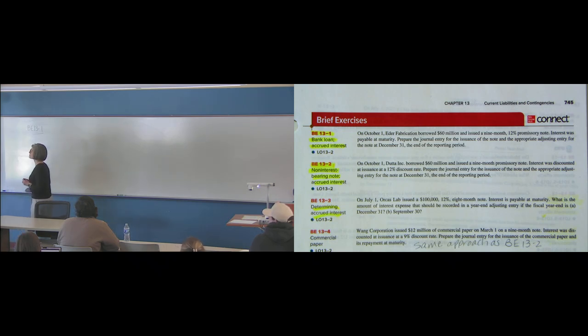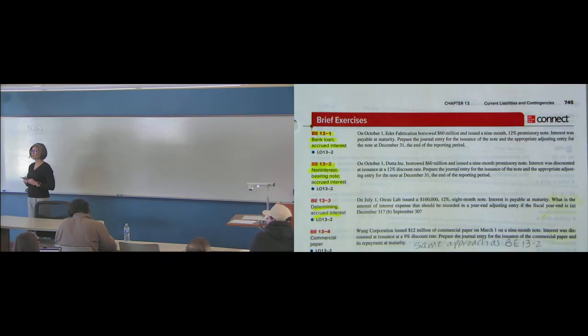On October 1st, Peter Fabrication borrowed $60 million and issued a 9-month, 12% promissory note. Interest was payable at maturity. Prepare the journal entry for the issuance of the note and the appropriate adjusting entry for the note at December 31st, the end of the reporting period.